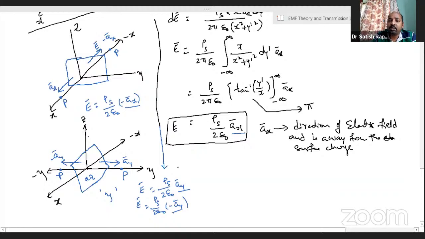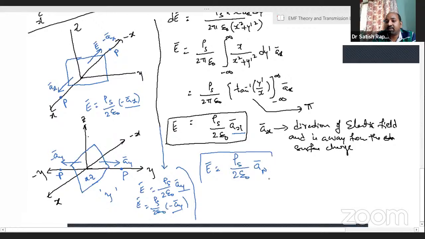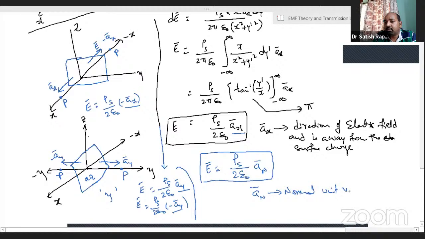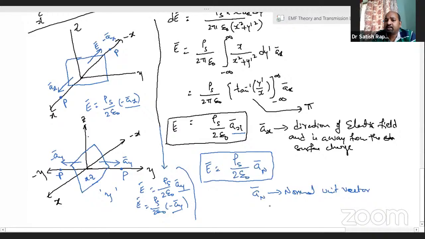So therefore, to avoid this confusion, we can write the expression for electric field as: E bar is equal to rho s by 2 epsilon naught a n bar, where a n bar is the normal unit vector.